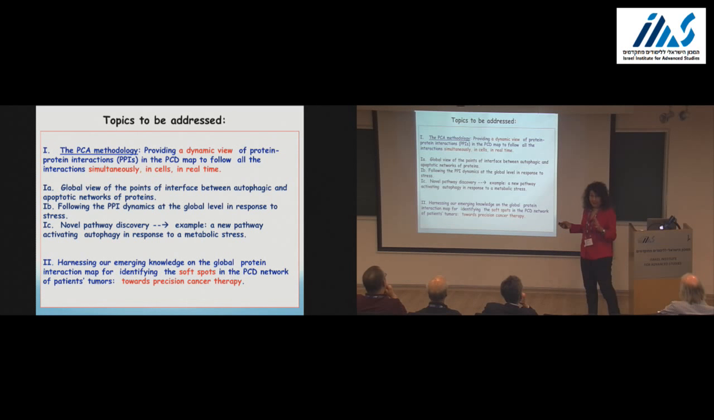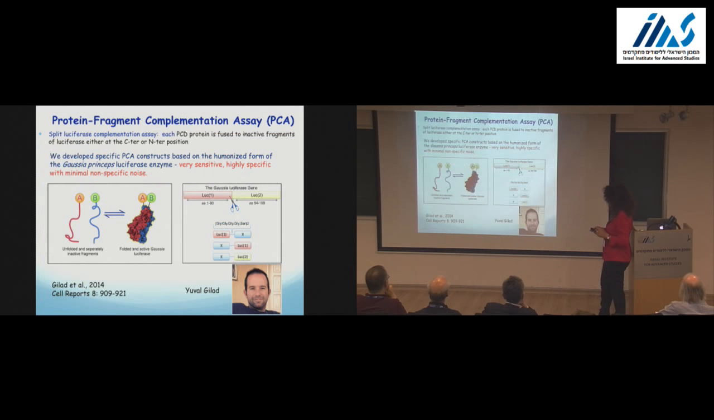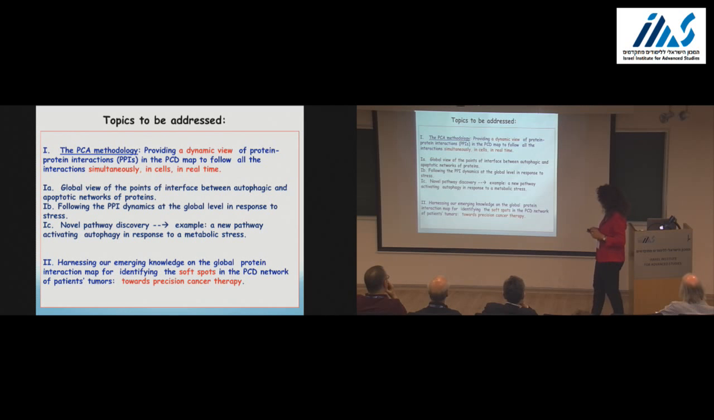So what I'm going to describe to you is two main topics. One of them is a methodology that we have developed, the PCA methodology, which provides a dynamic view of protein-to-protein interaction in the PCD map, and we can follow the PPI, the protein-protein interaction, in real time in cells, looking at the entire 100 proteins. This led us to a few achievements. First of all, a global view of all the interactions, including interaction between apoptosis and autophagy. Then we could follow the PPIs in response to stress responses. And it also led us to novel pathway discovery. There are a few.